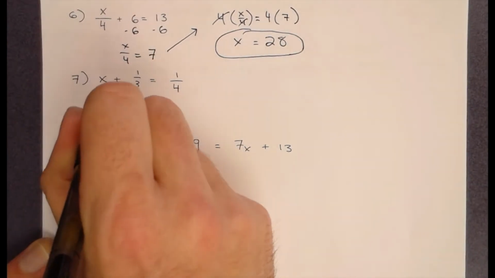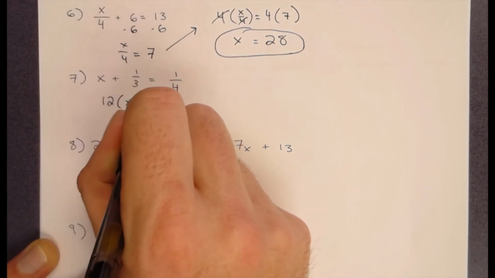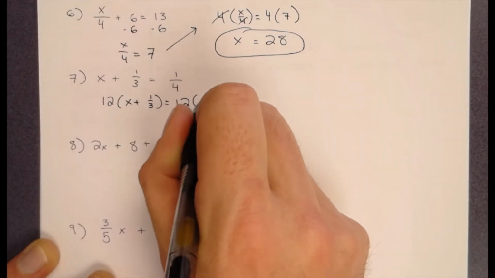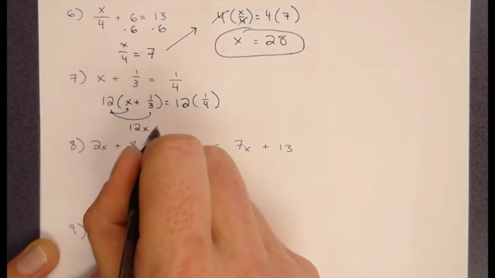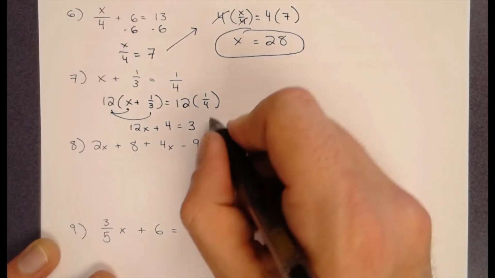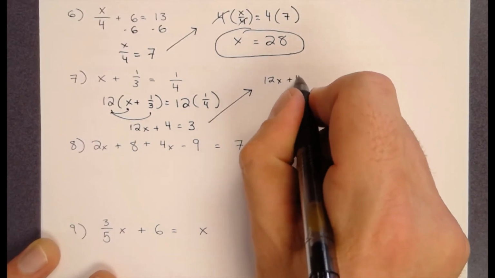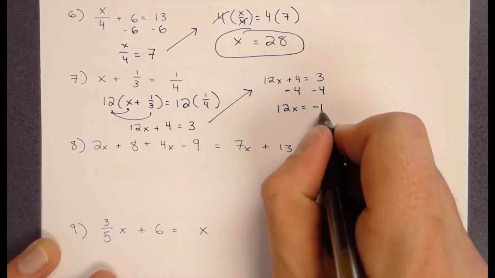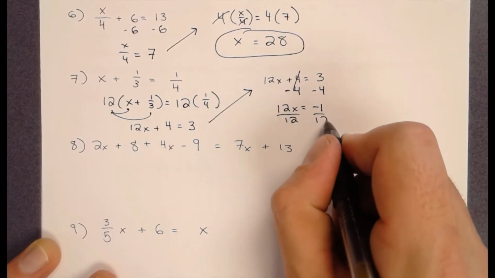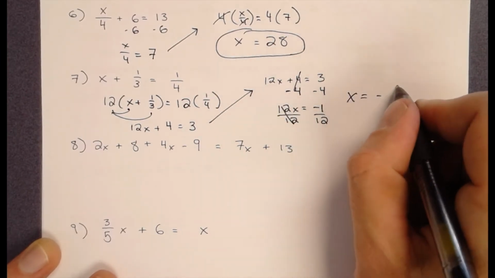Now we're going to fraction trick the heck out of this next problem. 12 is a common multiple of 3 and 4. Remember to distribute to all terms on both sides of the equal sign. Gets rid of the fractions. We can subtract 4 from both sides. And when we divide by 12, we get x equals negative 1/12.